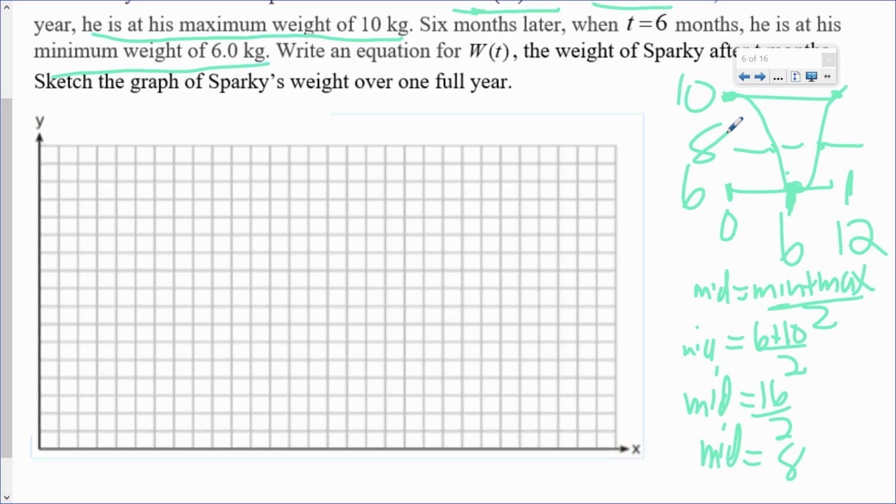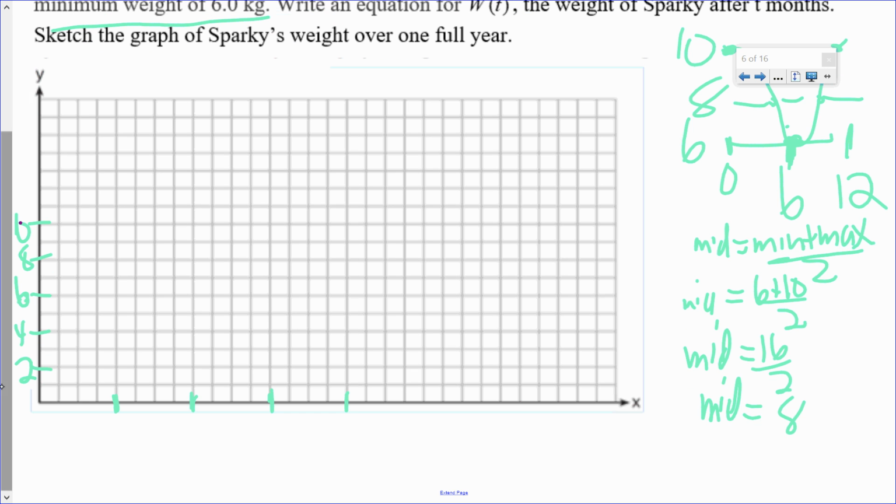So looks like I can go by ones. So 1, 2, 3, 4, 5, 6, 8, 10. That's all I need to go up to. 4 dashes on my x-axis. 1, 2, 3, 4. The period goes at the end of the 4th dash.